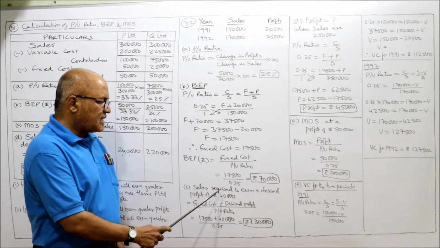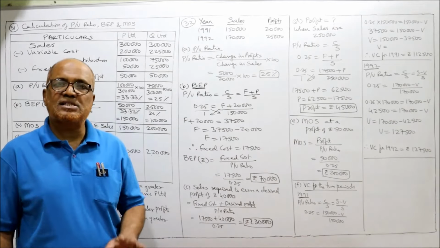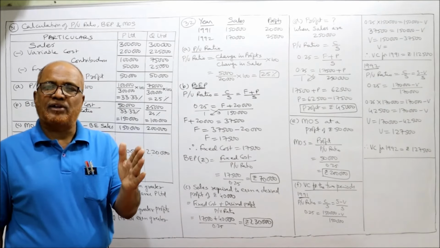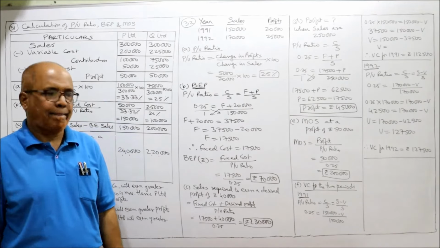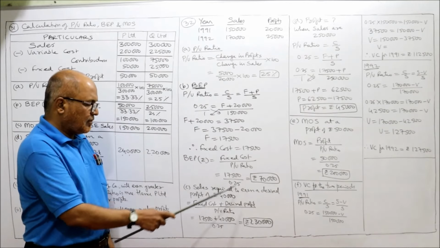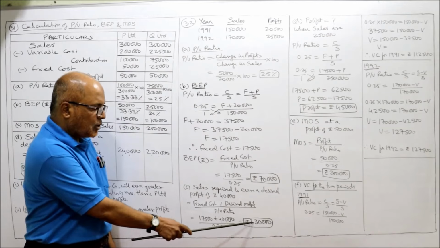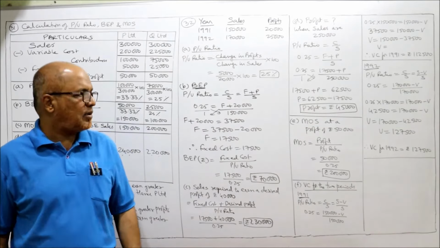Third question, sales required to earn a desired profit of rupees 40,000. Sixth formula, sales required to earn a desired profit: fixed cost plus desired profit divided by PV ratio. Fixed cost just now we got 17,500. Desired profit 40,000. PV ratio 0.25. 2,30,000 rupees is the sales required to earn a desired profit.